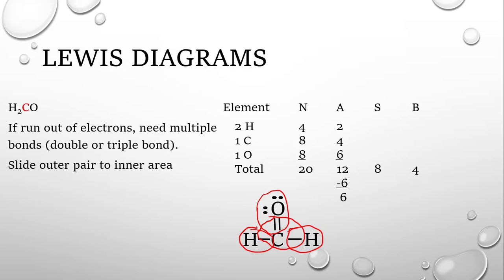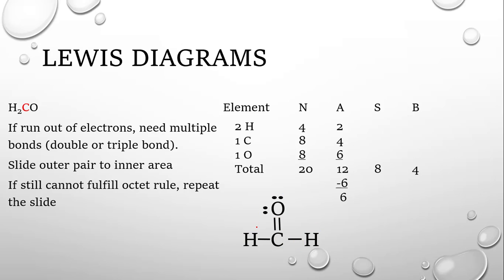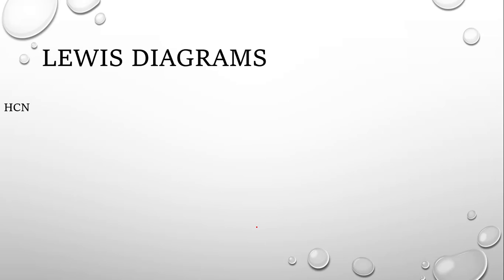So when you don't have enough electrons, you got to start thinking about multiple bonds. Now, not in this case, but if you slide a pair in and you still can't meet the octet rule, then you repeat the slide. So here's one for you to try. This is hydrogen cyanide. I'd like you to draw the Lewis diagram for this. I'll then show you the answer. We'll go through it. Go. And that's what hydrogen cyanide looks like.